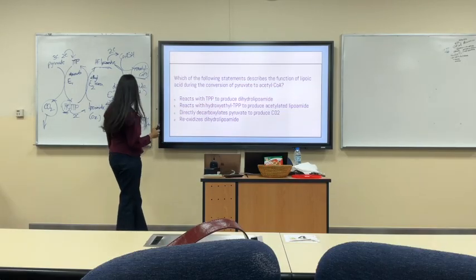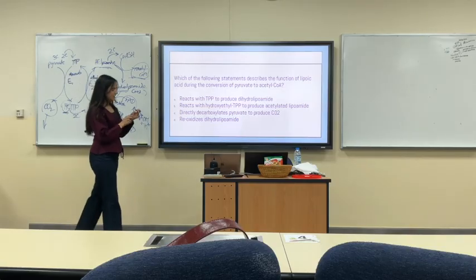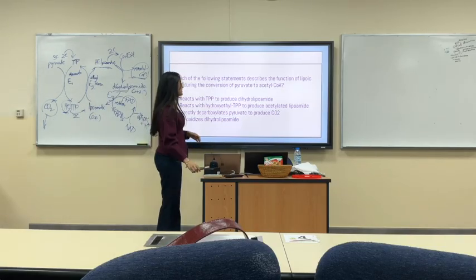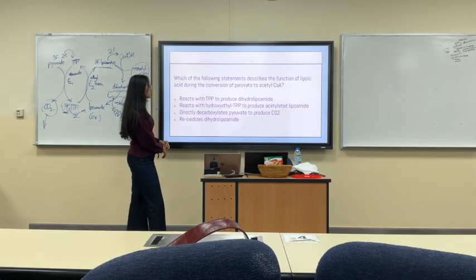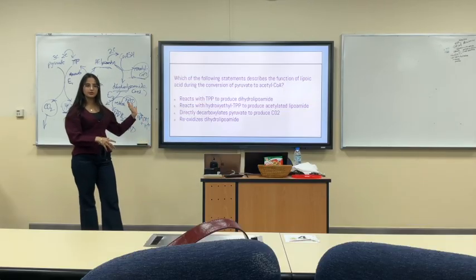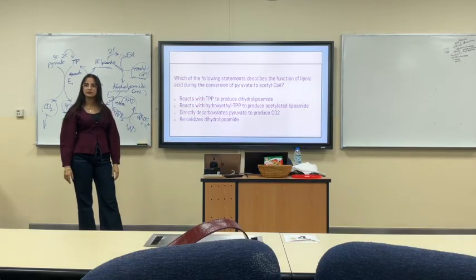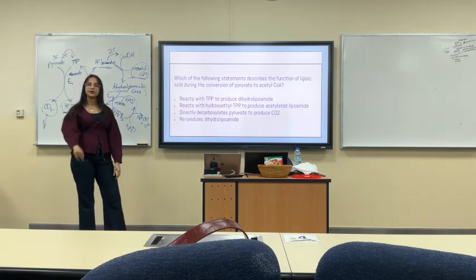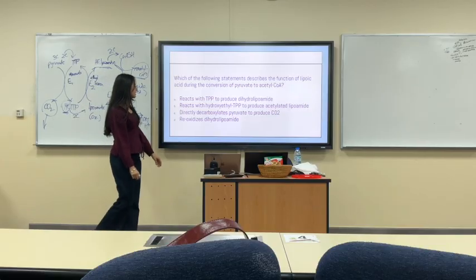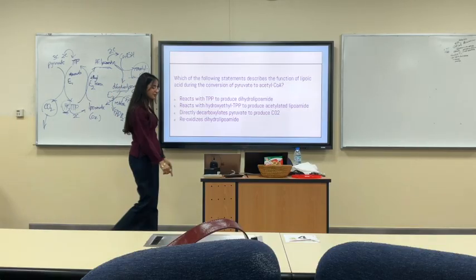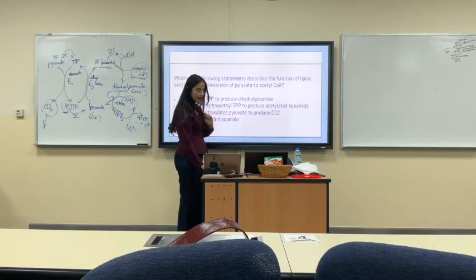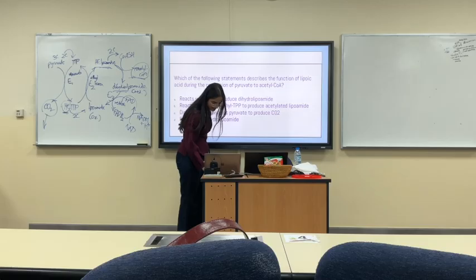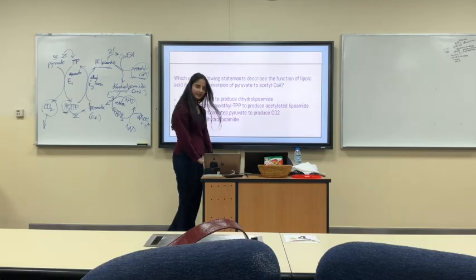Okay, now for questions to test your understanding. Which of the following statements describes the function of lipoic acid during the conversion of pyruvate to acetyl-CoA? Should I read the options or would you like to read? Okay. B. Reacts with hydroxyethyl TPP to produce acetylated lipoamide. It's correct, but I want to check if it's correct. Yes, it's B.